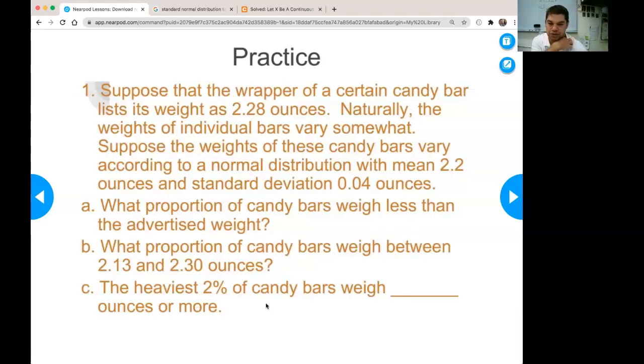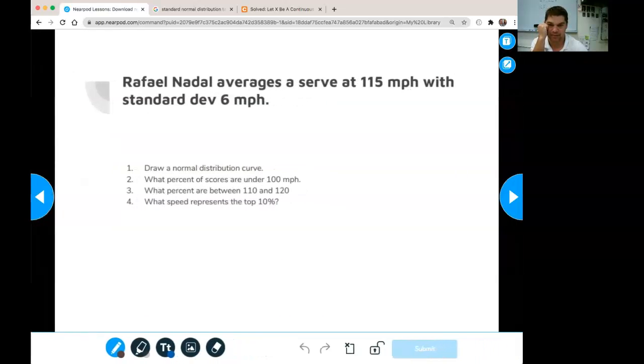The heaviest 2% of candy bars. So it's the top 2%. So that's working backwards. So I'll explain that using, and this one, Rafael Nadal. Please watch the video. I'm running out of time. So on the video, I talk about Rafael Nadal and how he can score.